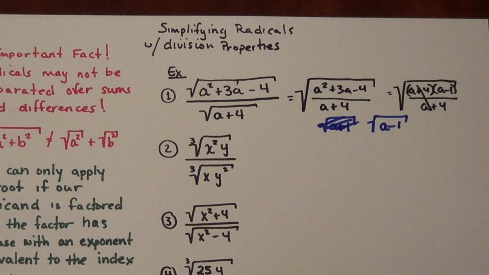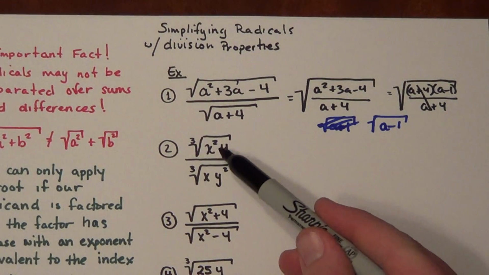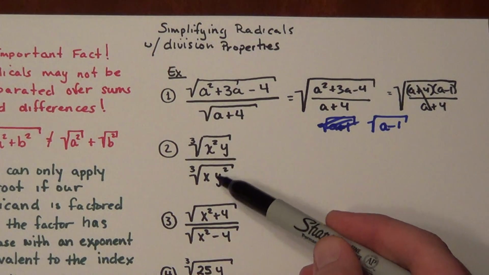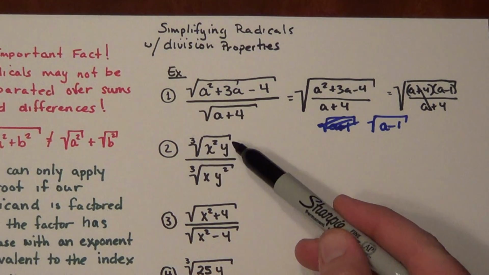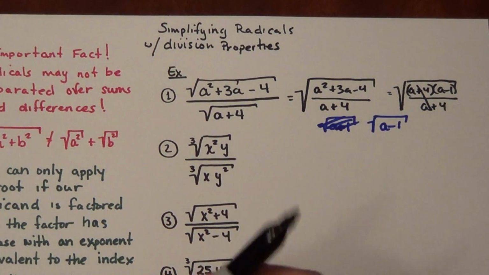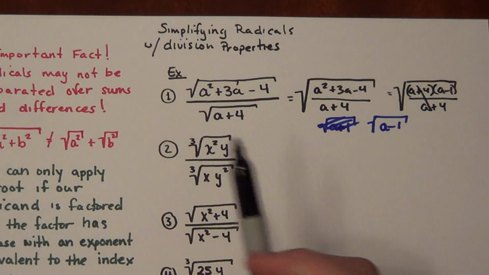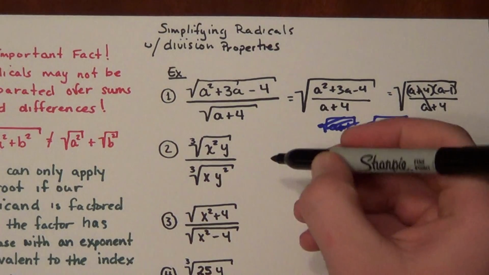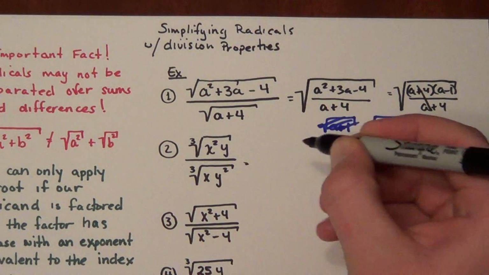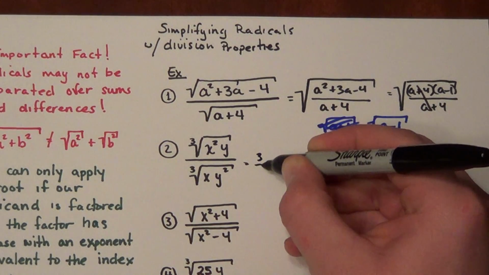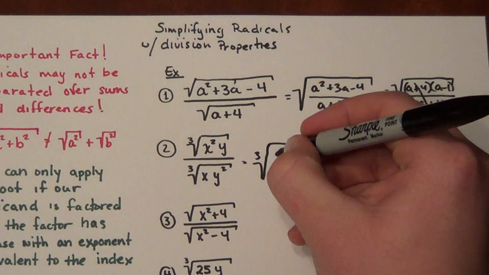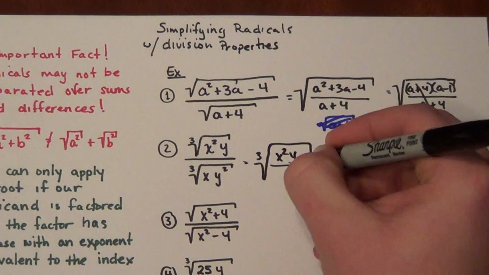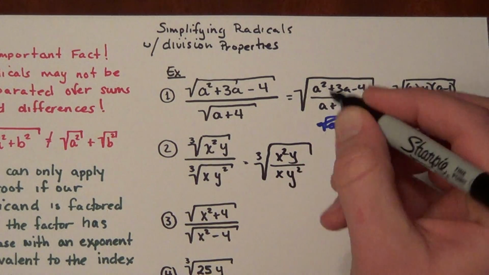So here we go. Do they? And in this case, they do. I have a factor of x squared and a factor of x. These factors will have something in common, and I have y and y squared, so they'll have something in common. So I'm going to go ahead and put it all under one big radical sign. So I'm going to say the cubic root of x squared y divided by xy squared.